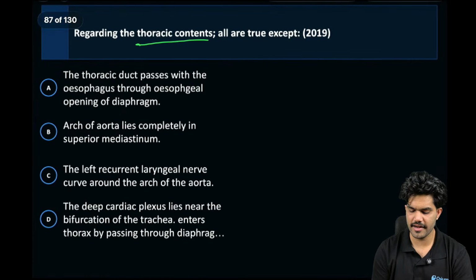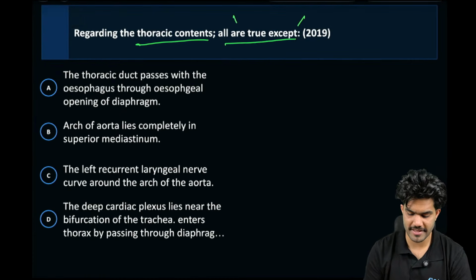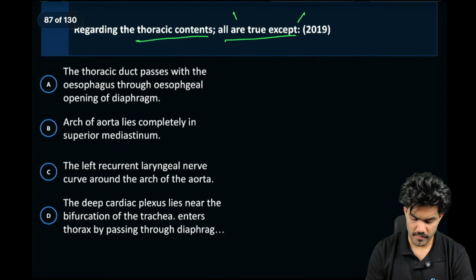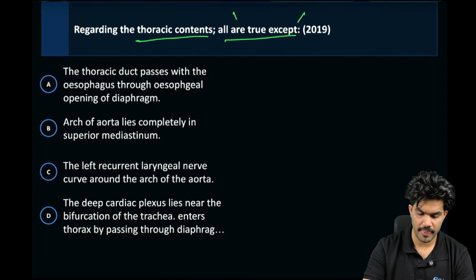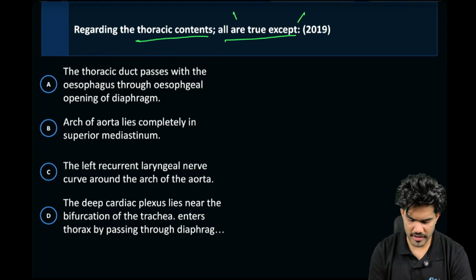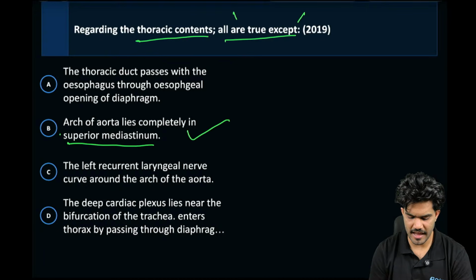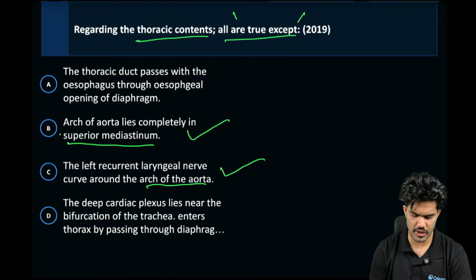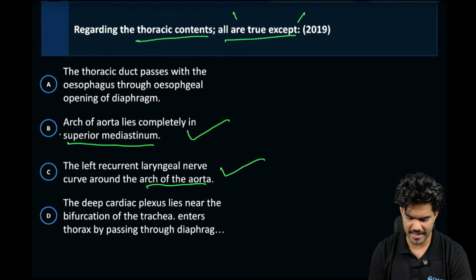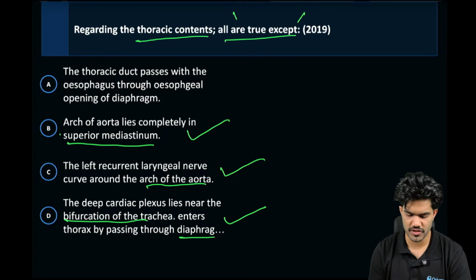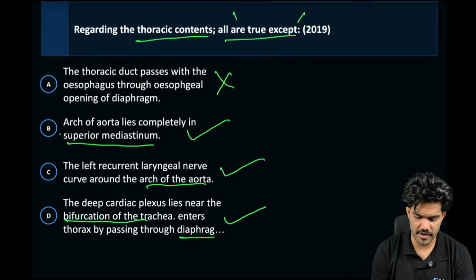Regarding thoracic contents, all are true except. The arch of aorta lies completely in the superior mediastinum. Yes, it's true. The left recurrent laryngeal nerve curves around the arch of aorta. Yes, this is also true. The deep cardiac plexus lies near the bifurcation of the trachea. Yes, this is also true. So the wrong statement will be A.